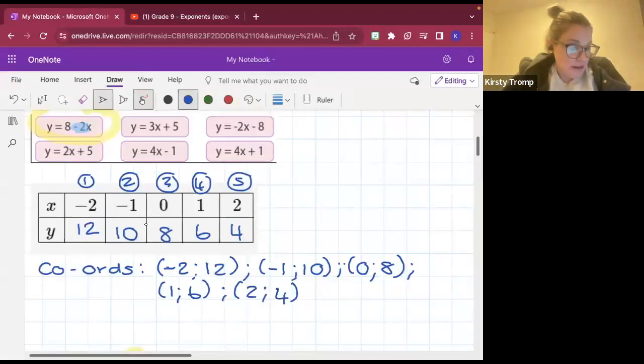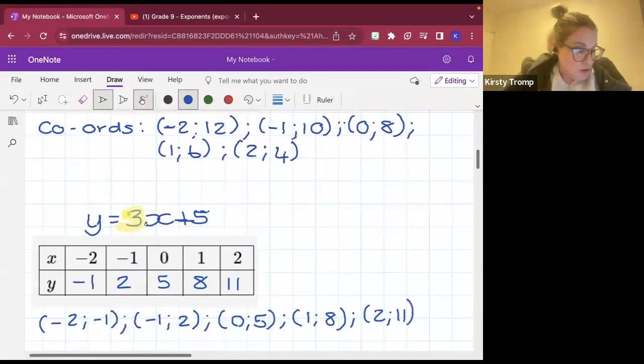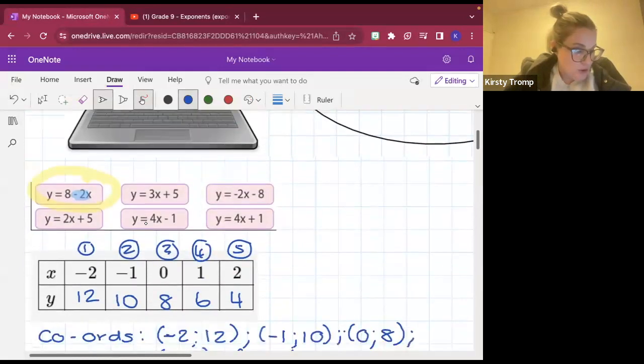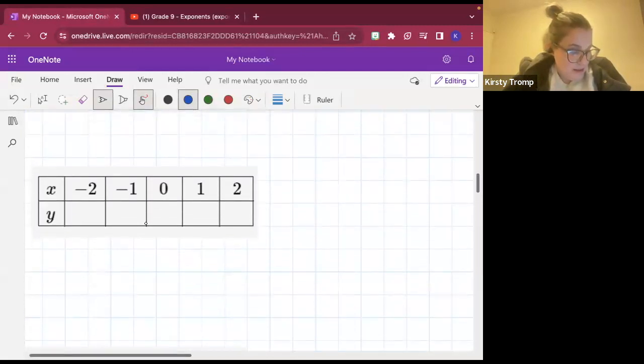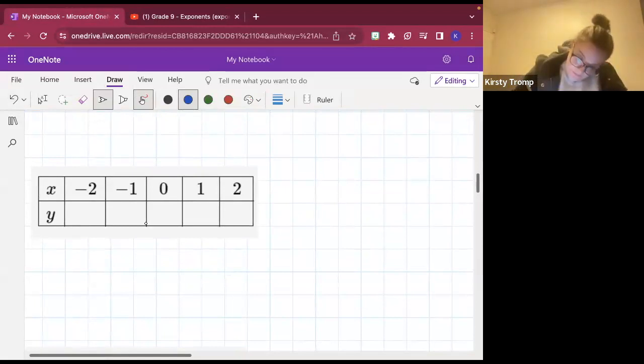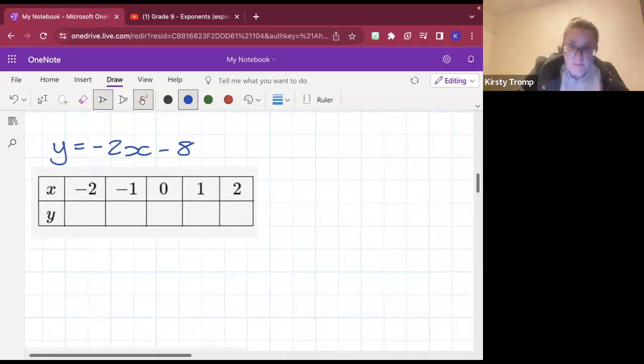So going back to our lesson for tonight, we're going to do one more table tonight. We're going to do y is equal to negative 2x minus 8. So let's go to this table. All right, so nice clean new table. y is equal to negative 2x minus 8. Okay, go and fill in your table. I am giving you 1 minute. Let's go.